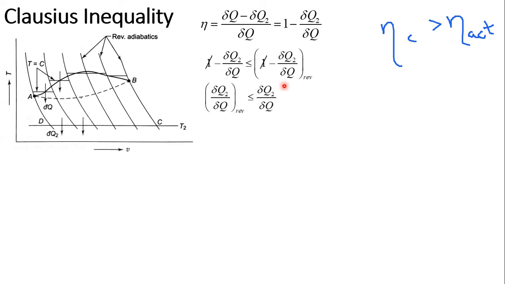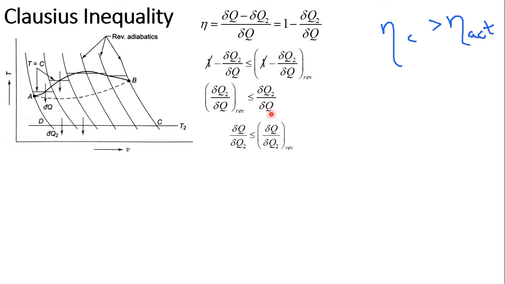Now what you can do is, here you have a negative sign, here also you have a negative sign. So bring this towards the left hand side. What you will get? It will become positive. Delta Q2 by delta Q reversible will remain less than or equal to, take this minus delta Q2 by delta Q on the right hand side. So what you will get? Delta Q2 by delta Q.